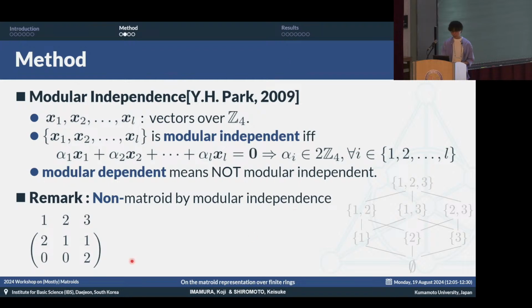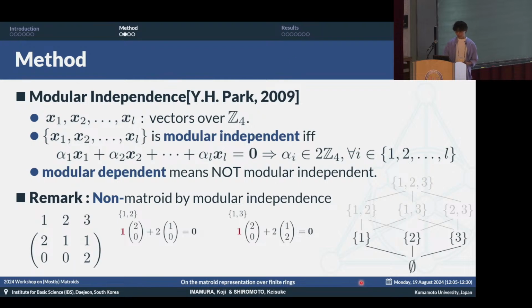For example, consider this matrix over Z4. Obviously, the empty set is independent, and each single vector is also modular independent. And {1,2} and {1,3} are modular dependent. Indeed, there is a linear relation admitting a unit element 1 as its coefficient.